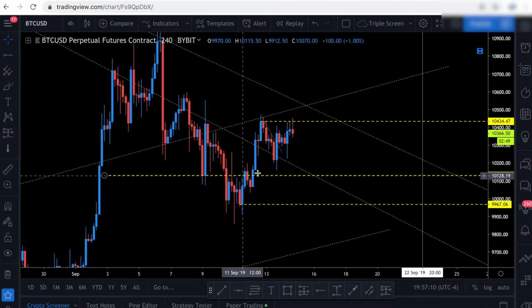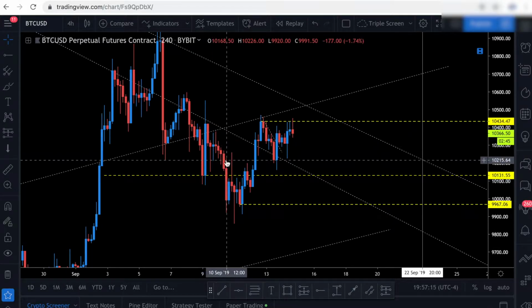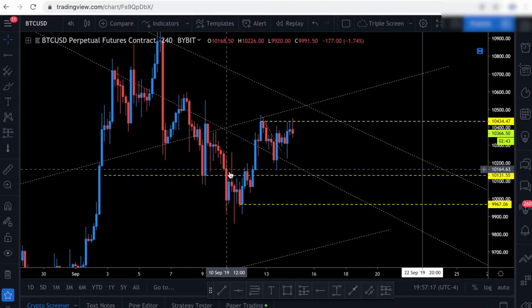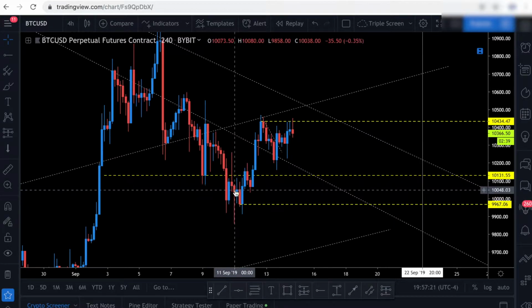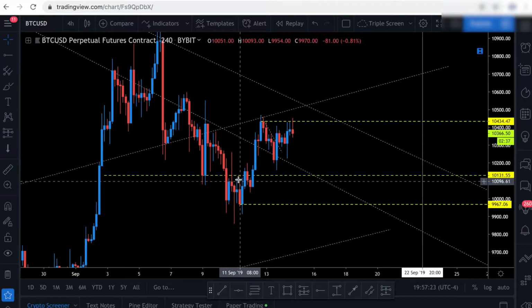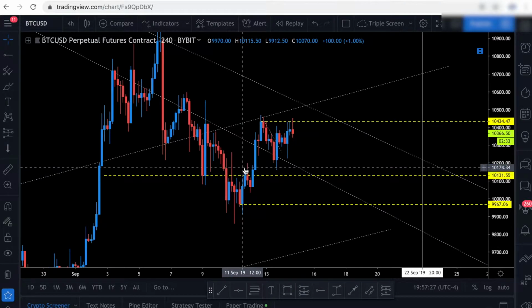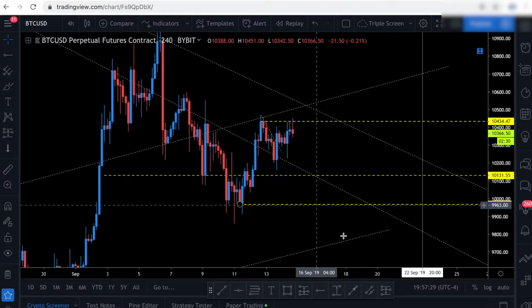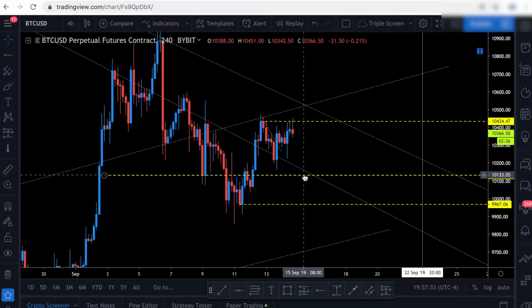This level I picked because the price bounced from here. It did a clean close below it, but then these candles closed below that level for a while. It closed above, then below, and then it went back up. So I am thinking that this level over here will act as support again.